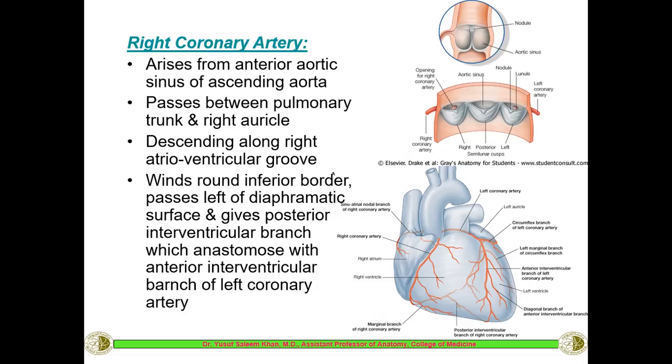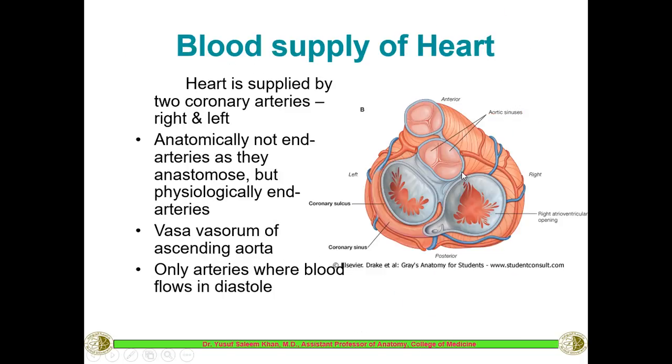We will study these arteries one by one. The first one is the right coronary artery. This is the artery which is called the right coronary artery. This is the ascending aorta. At the root of the ascending aorta is the beginning of this coronary artery. The right coronary artery, as I said, arises from the anterior aortic sinus of the ascending aorta. If you can see here, this is the anterior aortic sinus. So it begins from the anterior aortic sinus.